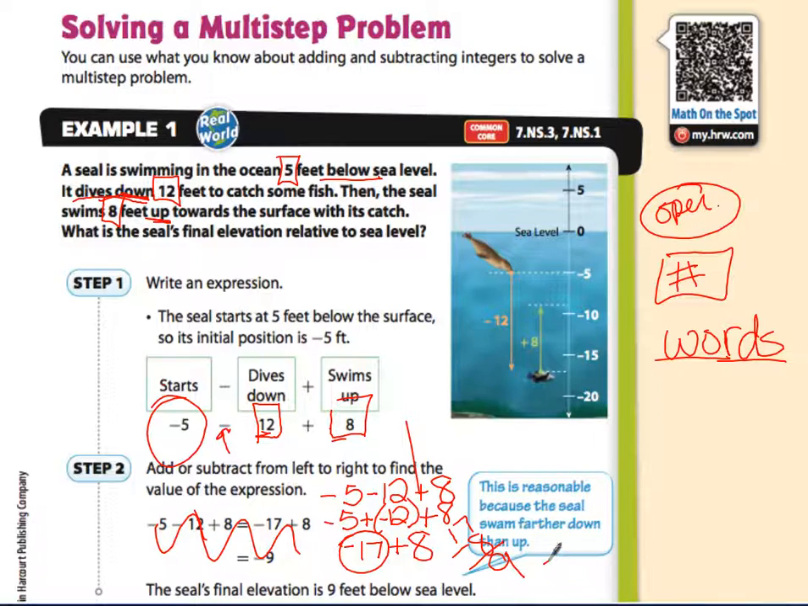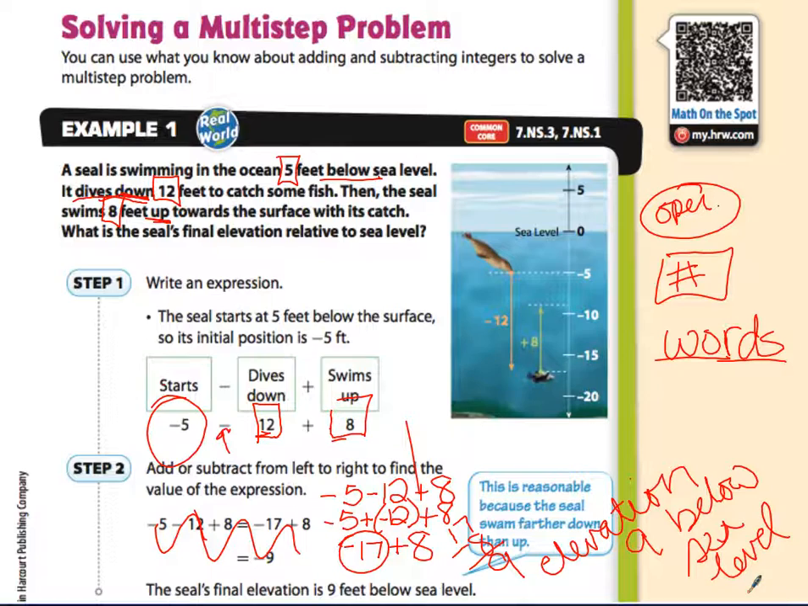So I know that his elevation is 9 feet below sea level. Now in this case, we're not looking for the change. We're not looking for the distance that he swam. We're looking for where he is. So this right here, this is the change. This right here is where he's at. So these have positives and negatives, and these are our ups and downs.